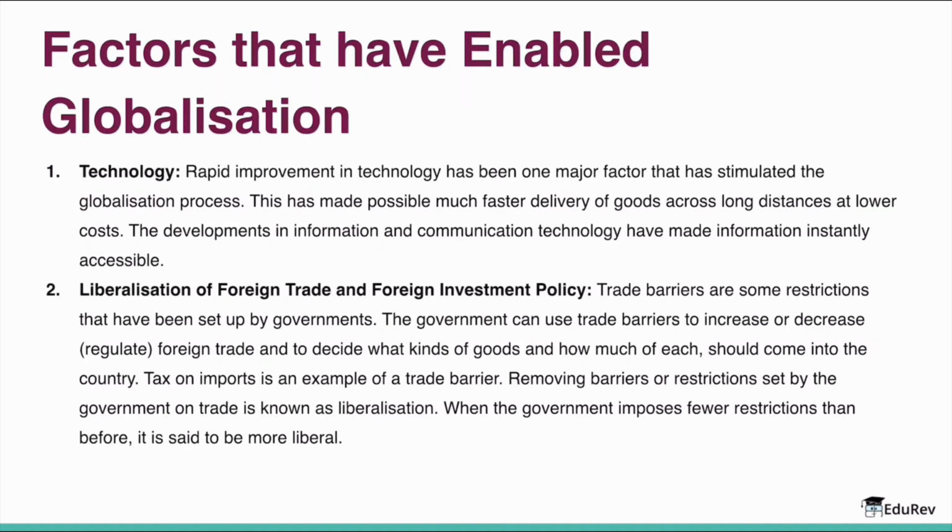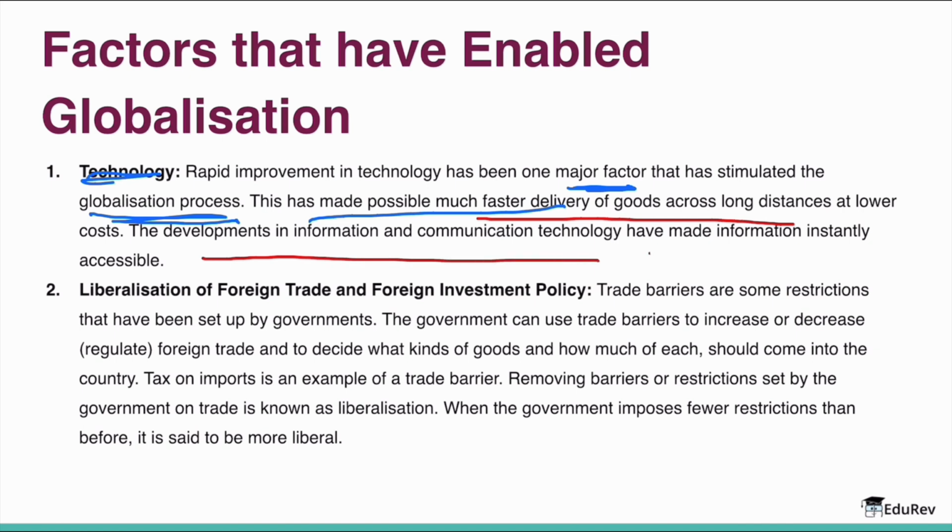So, factors that have enabled globalization. There are two main factors which we are going to discuss right now, which have actually helped to enable globalization. The first one is technology. Now, rapid improvement of technology has been one major factor that has stimulated the globalization process. This has made possible much faster delivery of goods across long distances at lower costs. The developments in information and communication technology have made information instantly accessible.